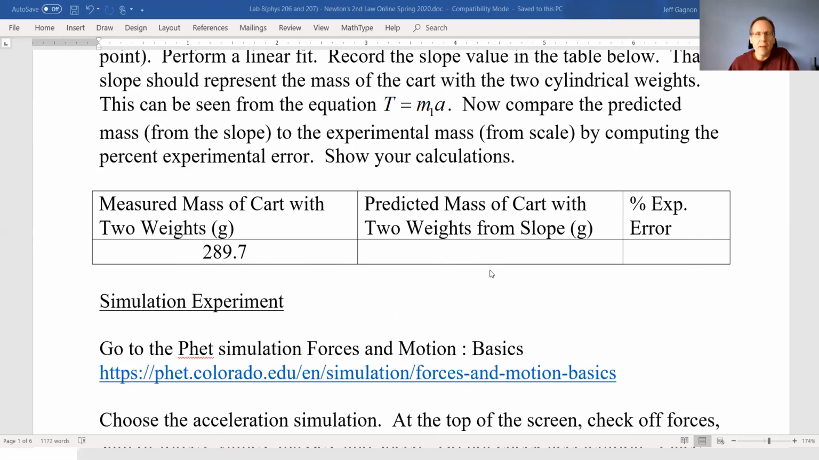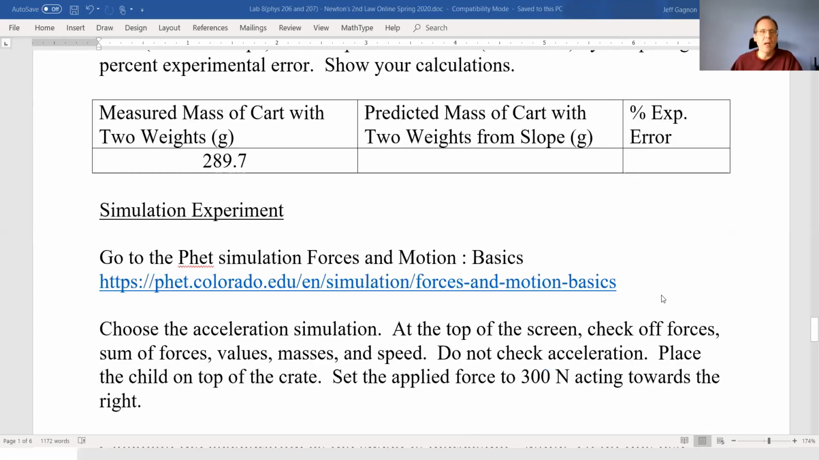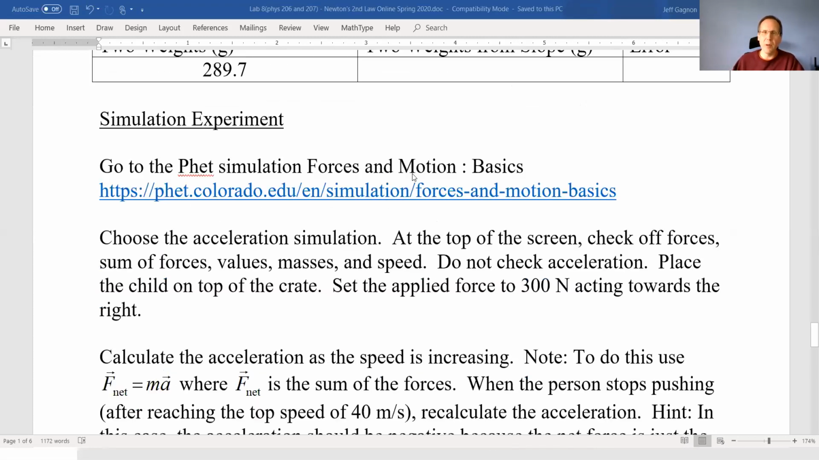All right, and then the last part of this experiment, we're going to play around with another simulation. We're not going to do too much with this, but I thought it might be fun to play with forces and accelerations and net force with the simulation. There's a simulation called Forces in Motion. You want to use this link. I will also post this separately on Brightspace, so you have that link.